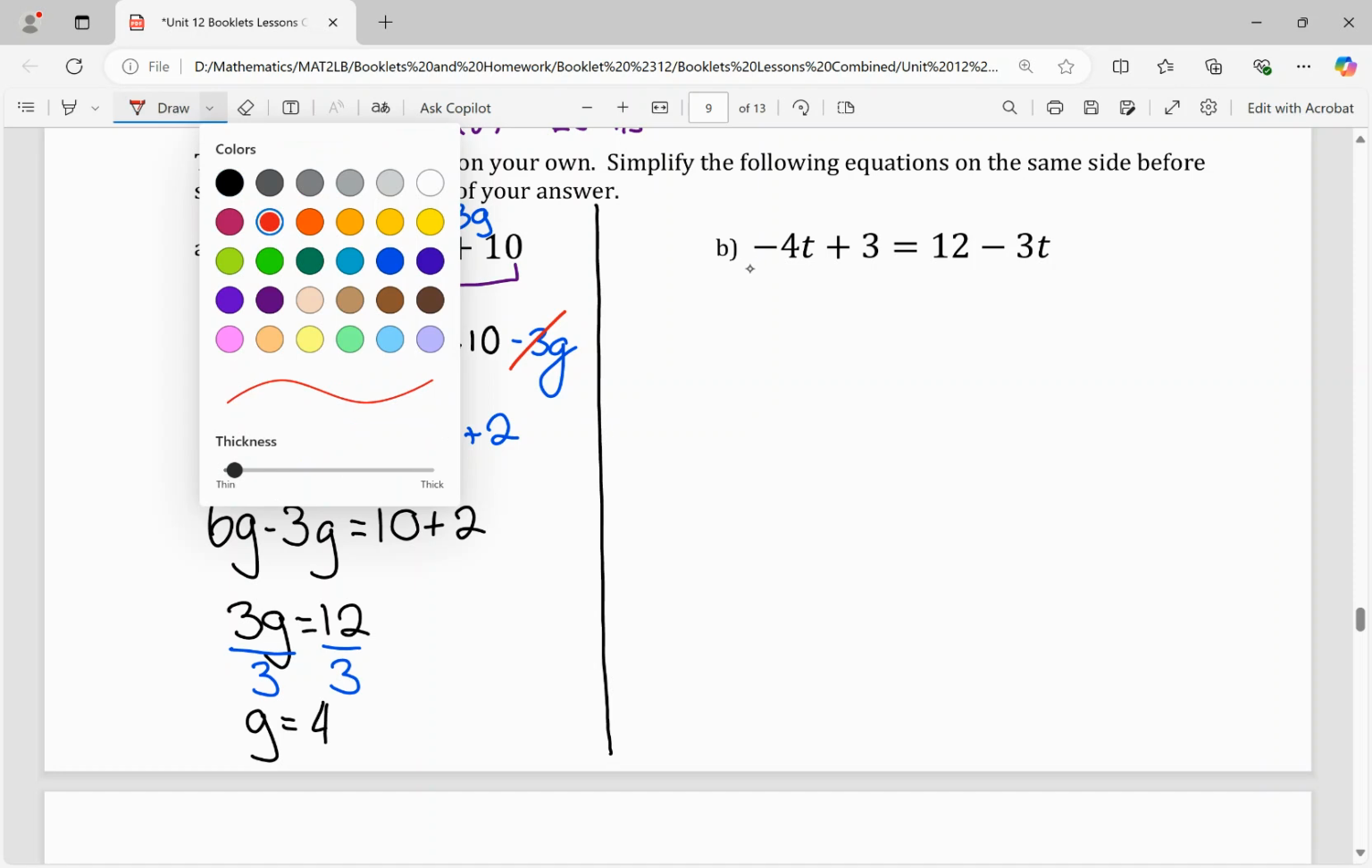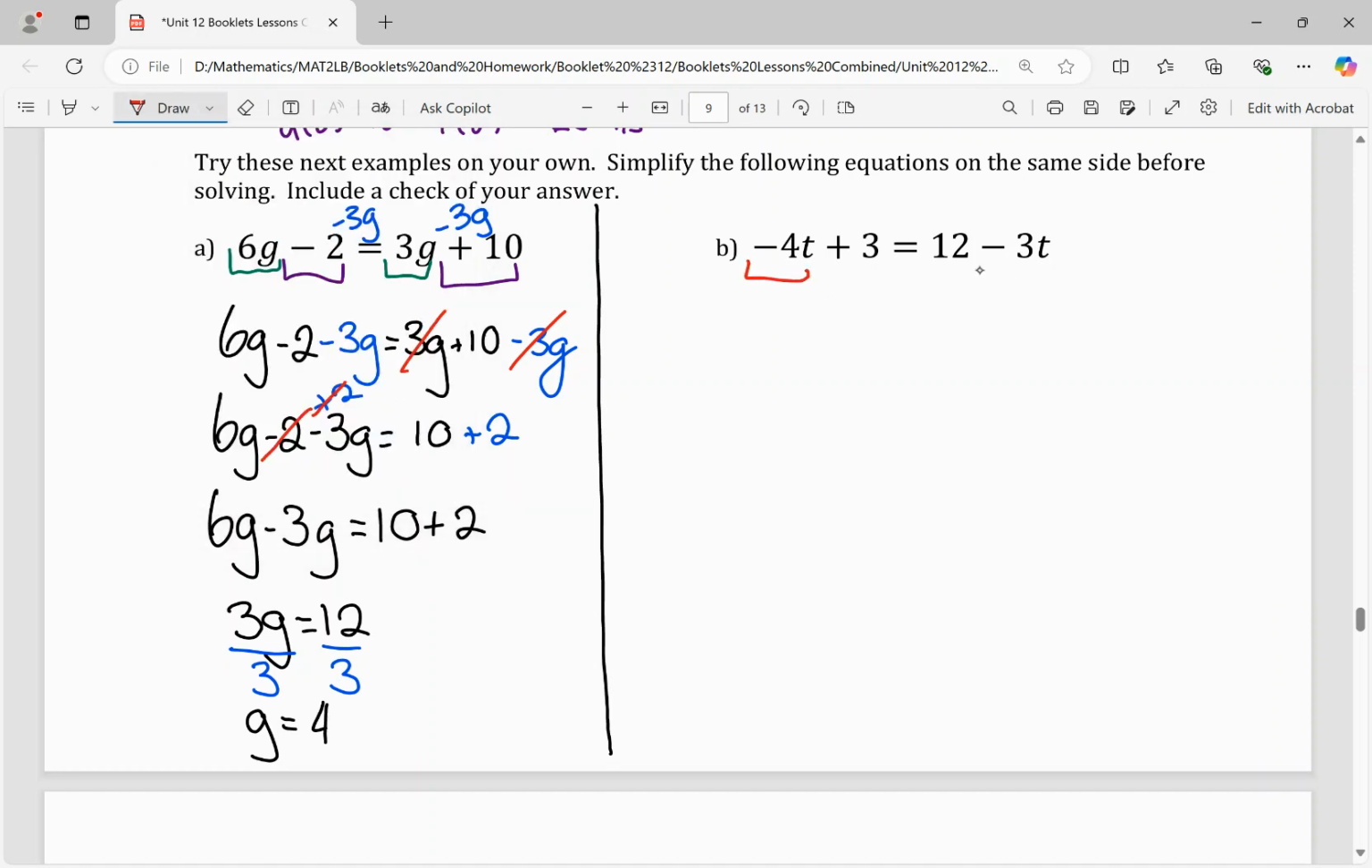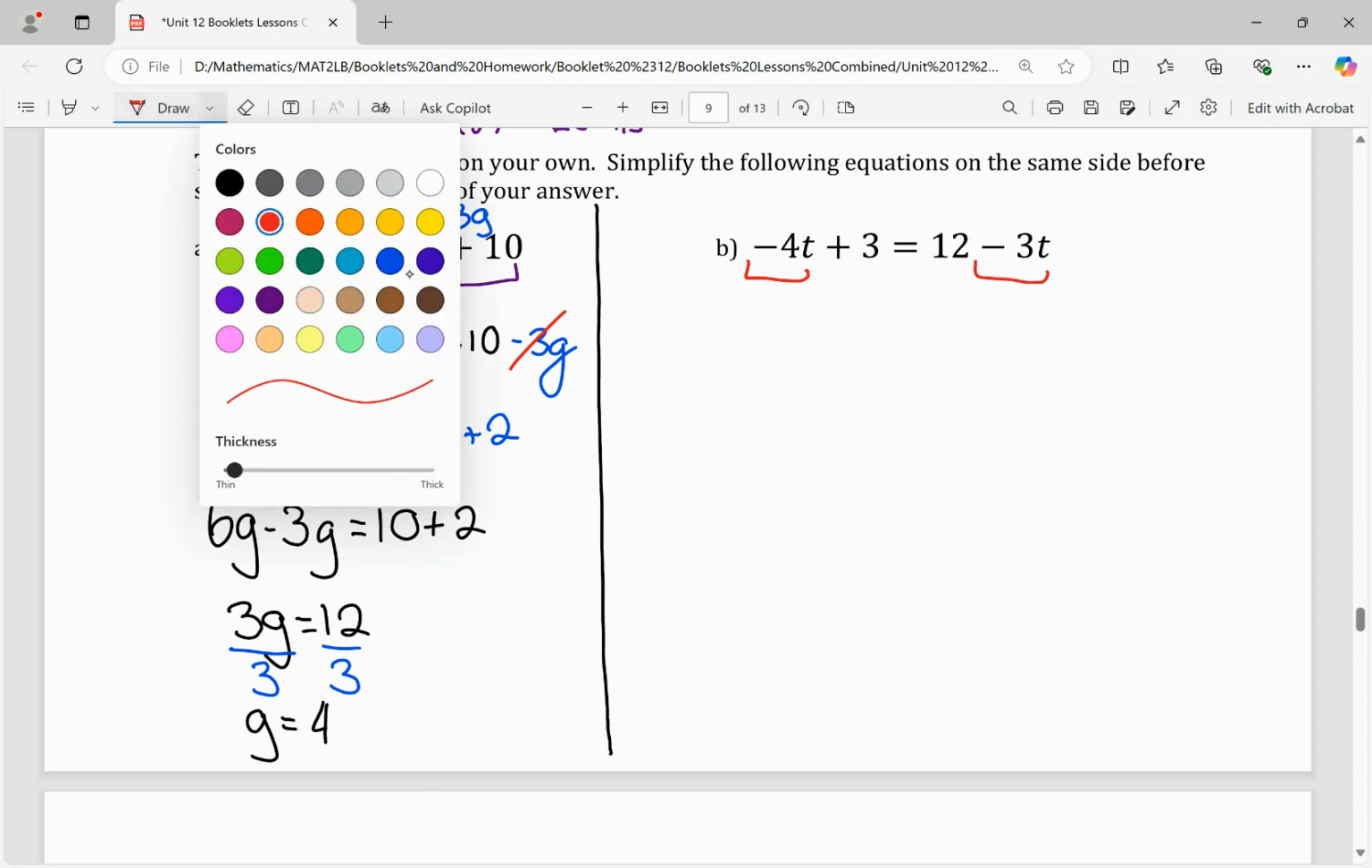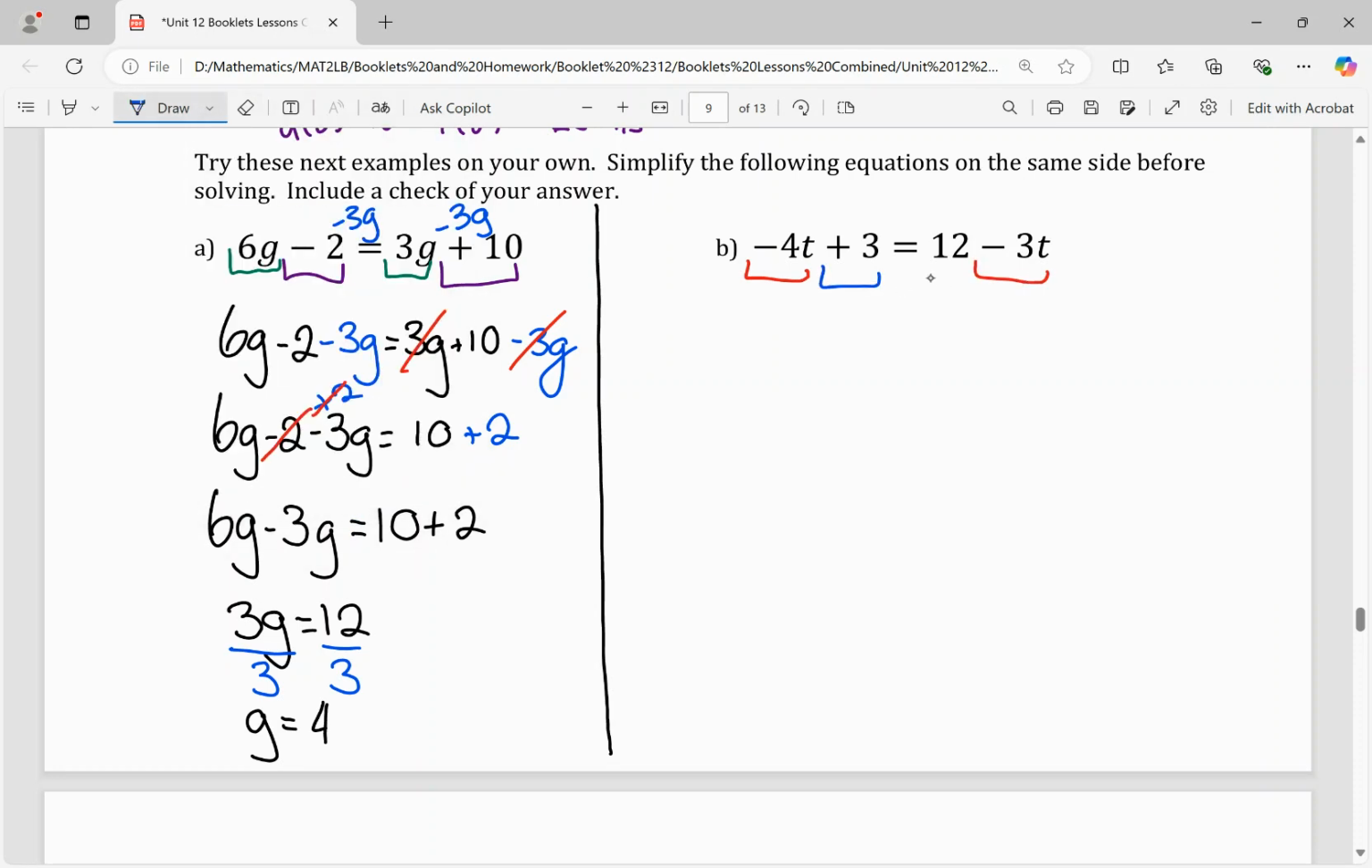Now here, I have two terms with a t, that's negative 3t on the left and negative 4t on the right. And I have two terms without a t, that's 3 on the left, 12 on the right. So I'm going to move everything that's red to the left, and I'm going to move everything that's blue to the right. Now that requires two steps.